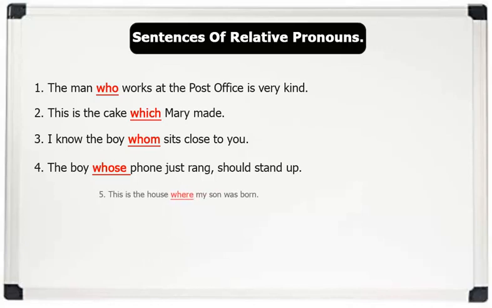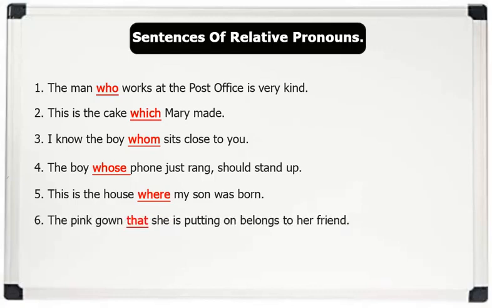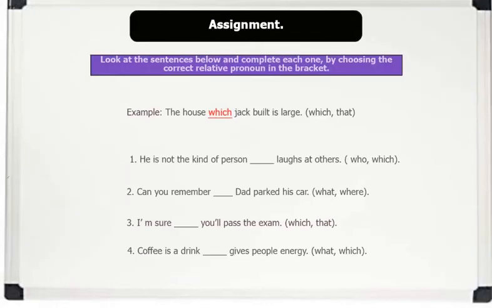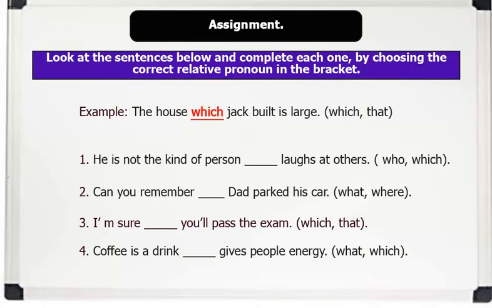5. This is the house where my son was born. 6. The pink gown that she is putting on belongs to her friend. 7. That was the day when my sister was born. Let's go over to assignment. You can pause the video and write out these sentences on your notebook. Look at the sentences below and complete each one by choosing the correct relative pronoun in the bracket. One has been done for you.